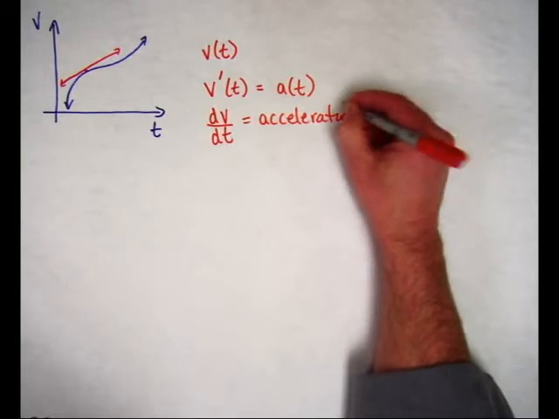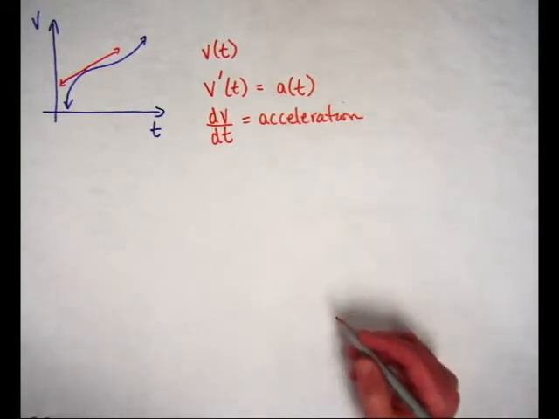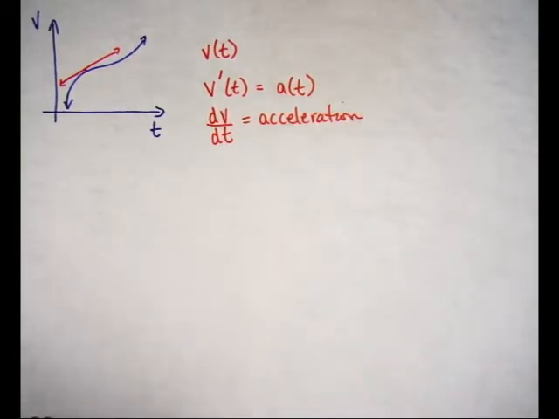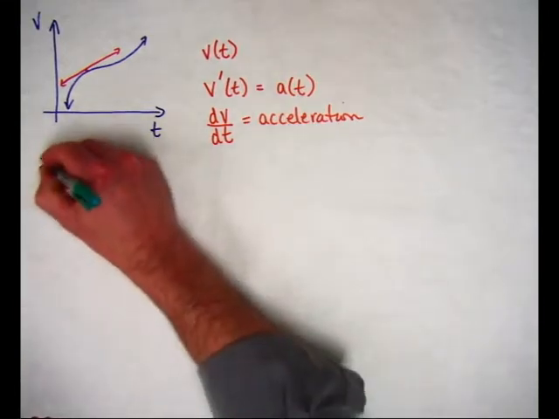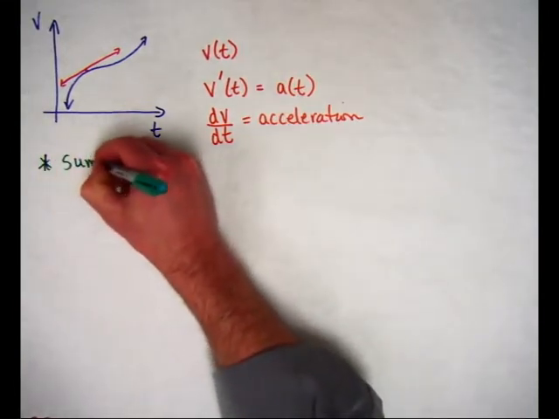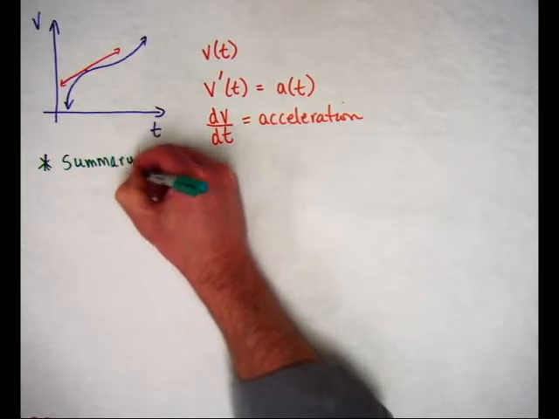So using calculus and derivatives, we now see that you can take a position function and analyze the particle, not only its position, but its velocity and its acceleration. So just a quick summary, just to summarize what we've done in this section.